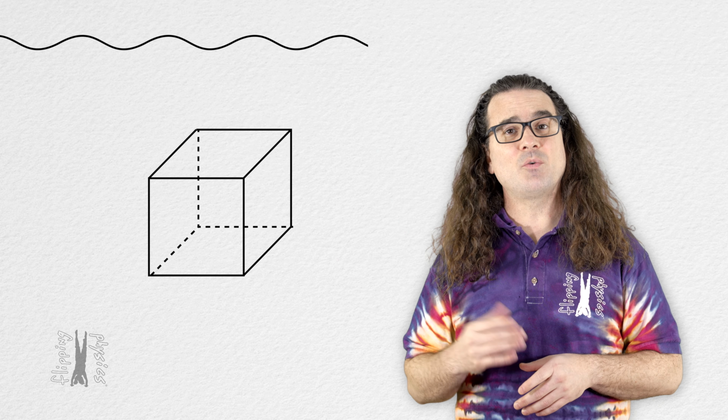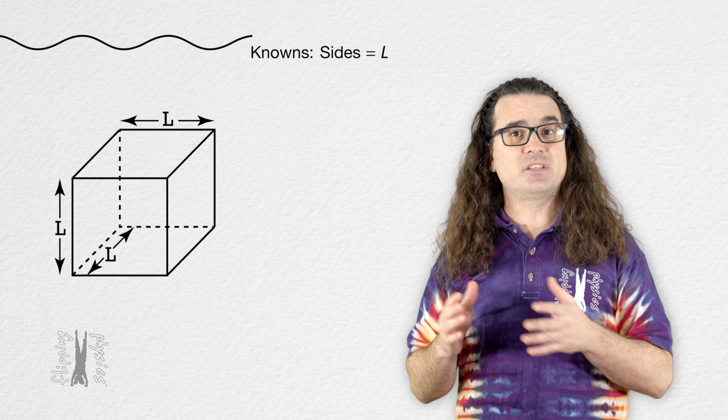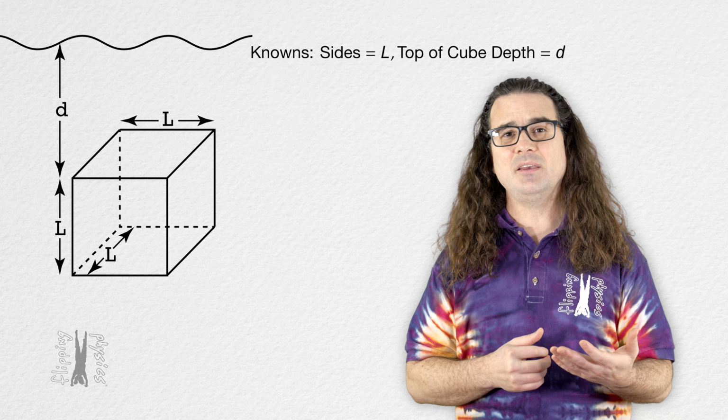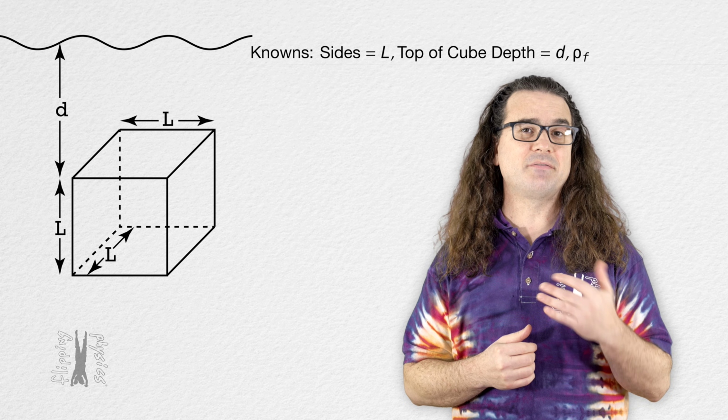physics. Let's identify the width of each side of the cube as capital L, the depth to the top of the cube as lowercase d, and the density of the fluid as lowercase rho with a subscript of f.